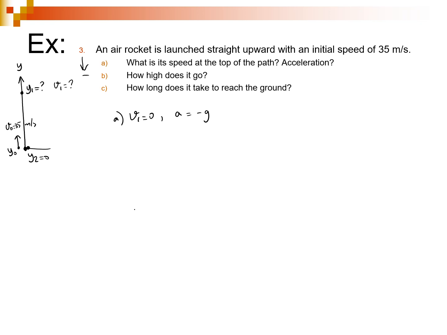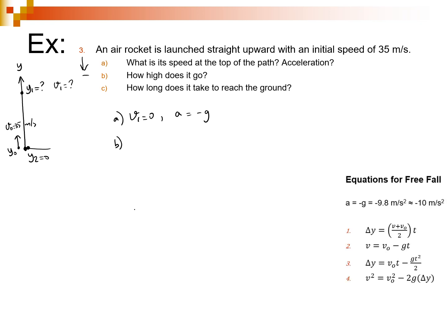Okay, now I need to solve for how high does it go. So I need to solve for the position y1. Okay, let's consult our list of equations. I need to solve for the final position. I know the original speed, v0 is 35, final speed is 0, and I know acceleration. I don't know the time, and I need to find the position.